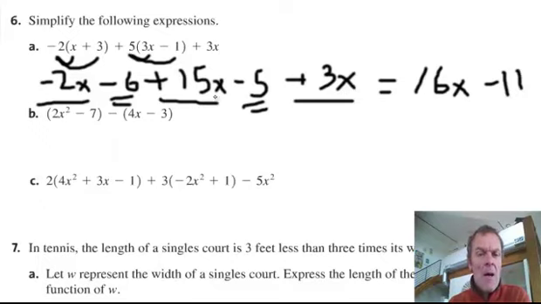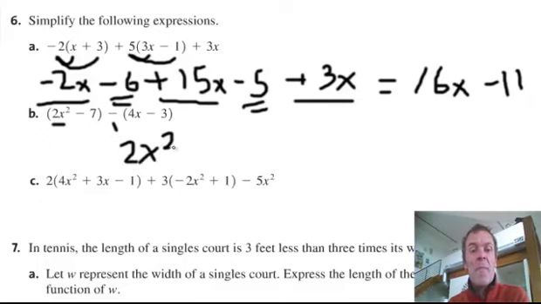Now, how about this one, B? Interesting one. You can do this different ways. I just look at this and I go, here's a 2x squared, and I'm subtracting. I'm not subtracting any more x squareds. There's no x squareds in that second parenthesis, so I'm not going to change that 2x squared. Right, we have negative 7. So I'm going to do it like this.